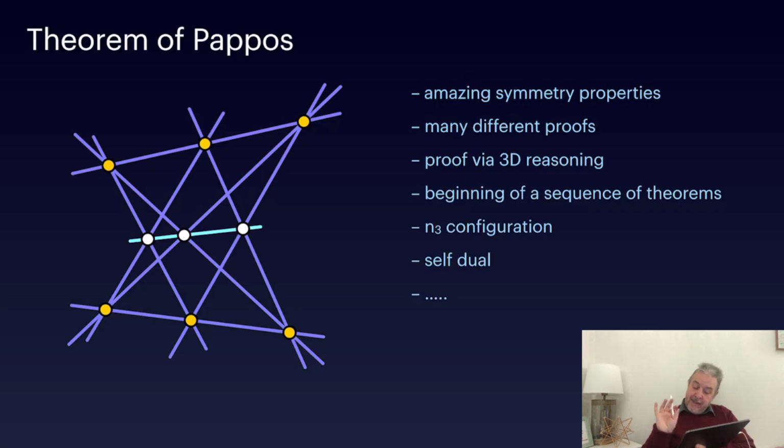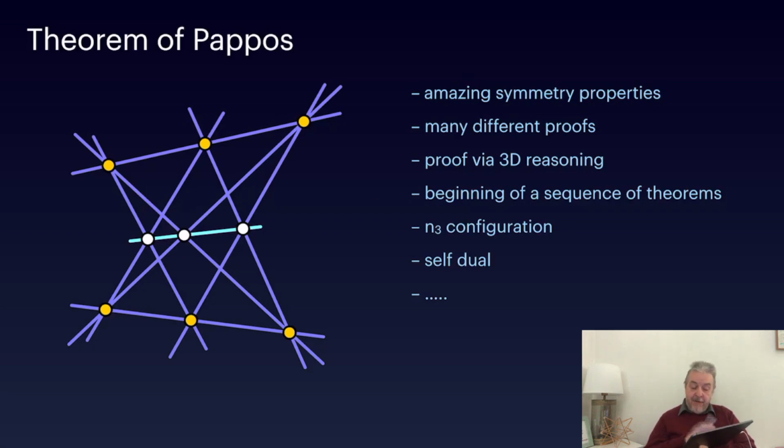It also has a proof via 3D reasoning, which is a little bit more subtle than the other one. It's the beginning of several very interesting theorems. It's also an N3 configuration. Now it is a 9-3 configuration. You have 9 points here, and on each line you have 3 points, and through each point you have 3 lines. So it's again a 9-3 configuration. It's self-dual. There is again such a kind of isomorphism.